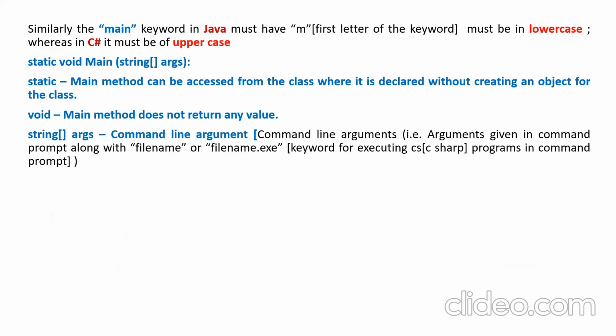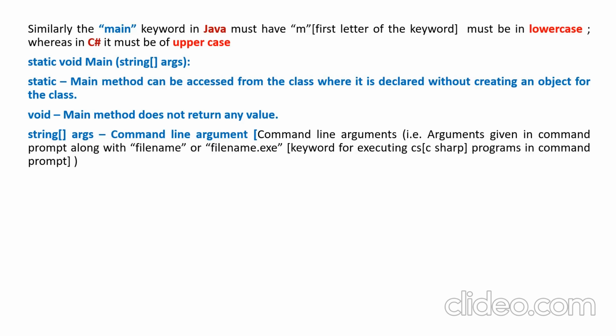String args is nothing but your command line argument, which you give in the command prompt. In the command prompt, how you compile and execute a C sharp program is file name or file name.exe. After a compilation operation, in the next line, I give file name or file name.exe. Whatever extra things I give after this will be my command line arguments, so they will be stored in this particular array called args. The name of the array is args, and string is the type of the data. It will be stored in the args array.